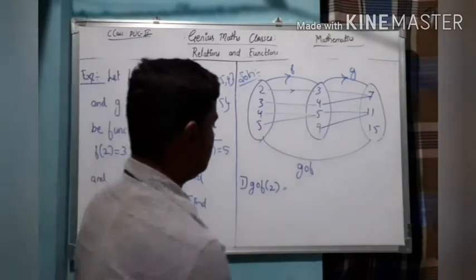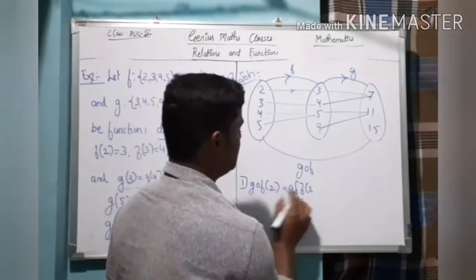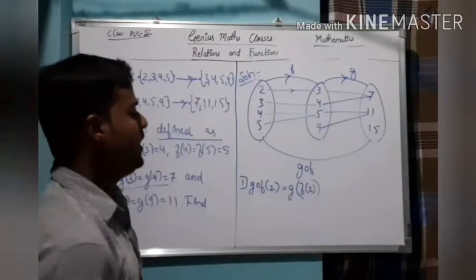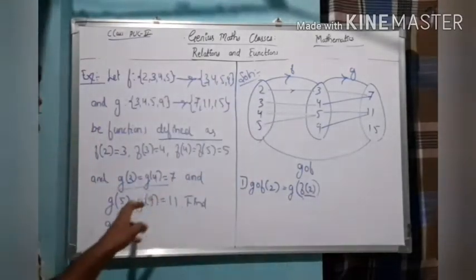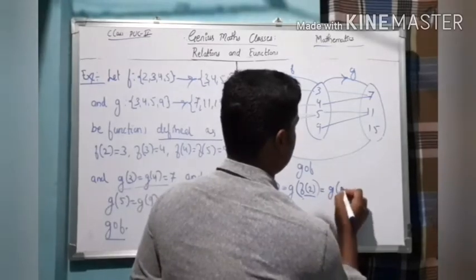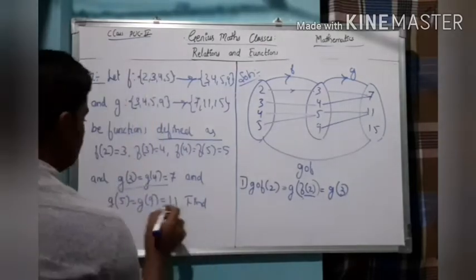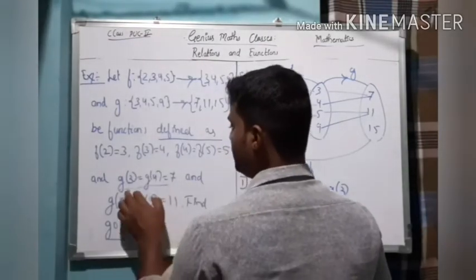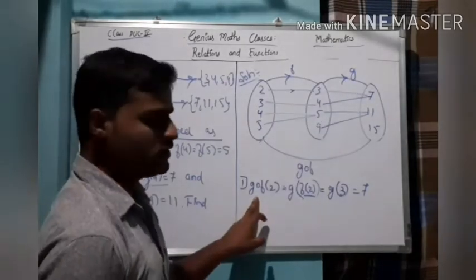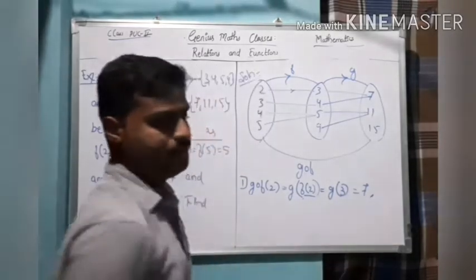g∘f of 2 can be written as g of f of 2, and we know the value of f of 2. f of 2 is equal to 3. Therefore, g of 3, and we know the value of g of 3. So g of 3 is equal to 7, and therefore the composition function g∘f of 2 is equal to 7.